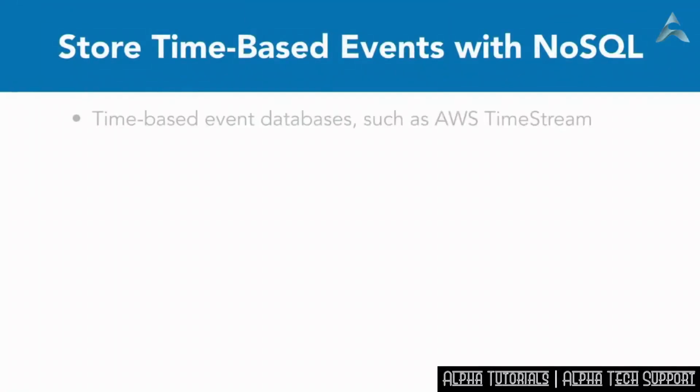Yet another innovation announced by AWS at last year's re:Invent was a new NoSQL database to further augment IoT and other event scenarios. As of this recording, this product is not yet publicly available. It's in a private beta, but I wanted to include it because it is interesting. I am on that private beta. And by the time you see this, this may be publicly available. So the idea is to store time-based events with NoSQL, which is a very typical scenario for IoT. So time-based event databases, such as the newly announced AWS Timestream.